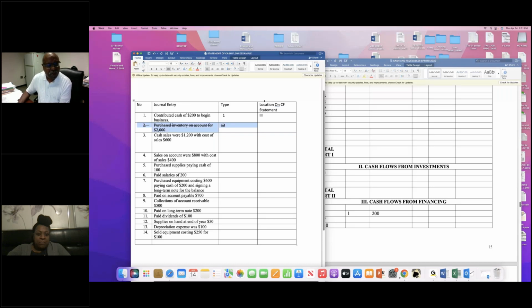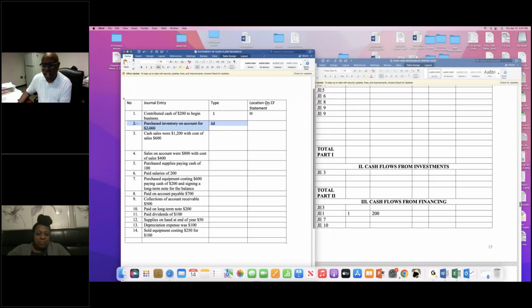So I want you all to go ahead and do 3, 4, and 5. I've done 1 and 2. You identify the type, and you have this now in course content. Then you're identifying the location on the statement. Is it part 1, 2, or 3? And of course, whether it's a source or a use.